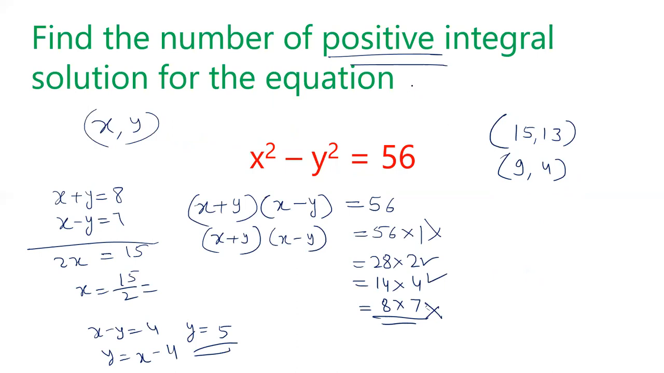What are the other 2 cases if we don't need positive, or we can take negative also? In that case, x plus y will be 2 and x minus y will be 28, and that gives me 2 plus 28 is 30, and then 30 by 2 is equal to 15. So if negative is allowed, we can take plus minus, plus minus, plus minus, plus minus. So 4 cases here and 4 cases here.